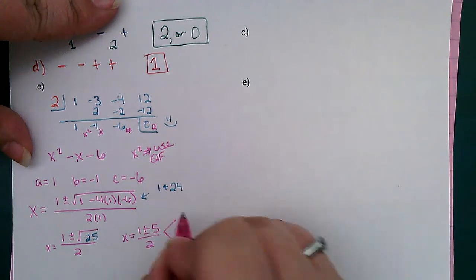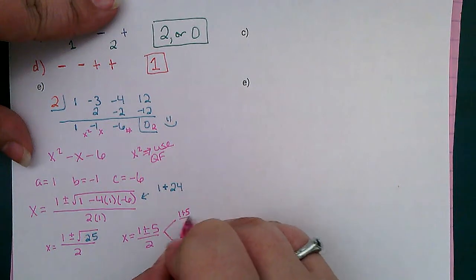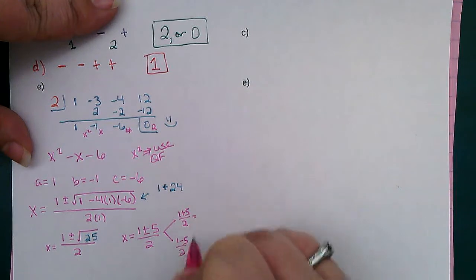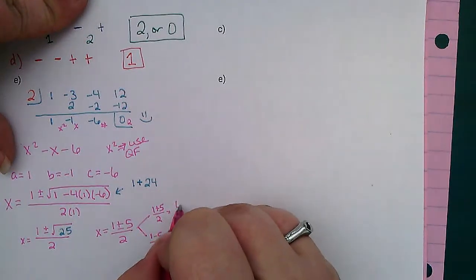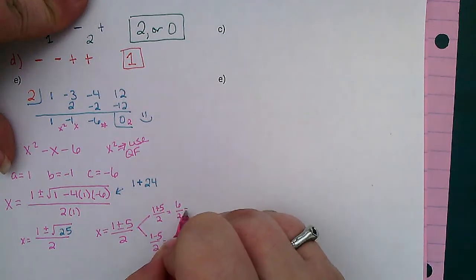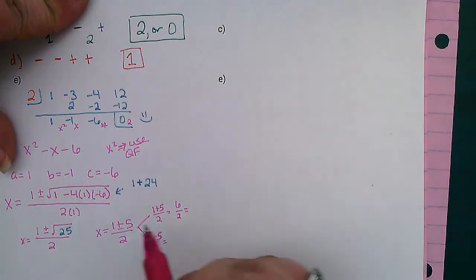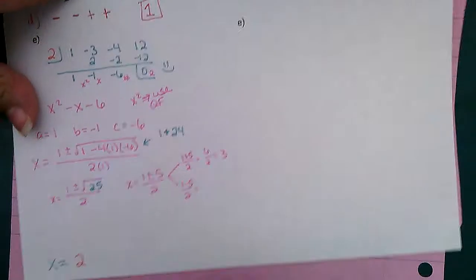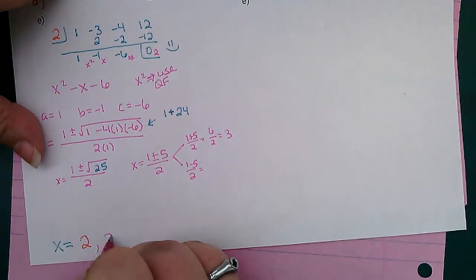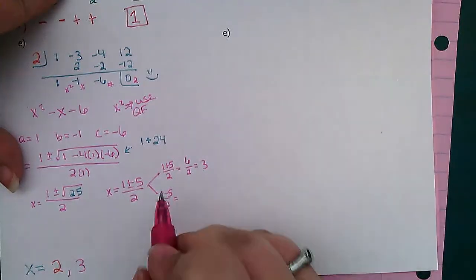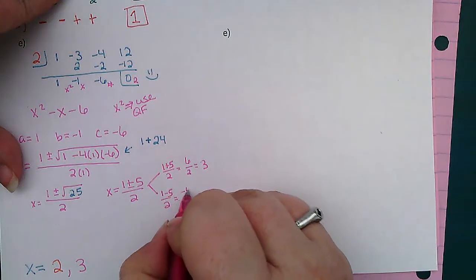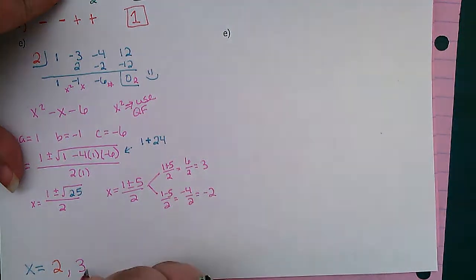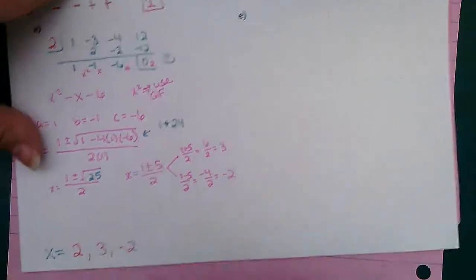So I split this. 1 plus 5 divided by 2. 1 minus 5 divided by 2. You have to actually do each of these. You can't just do one and then think that the other one's going to be the opposite, because that's not the case. 1 plus 5 is 6. 6 divided by 2 is 3. So down here on my list, I'm going to put a 3. Then here, 1 minus 5 is negative 4. Negative 4 divided by 2 is negative 2. So negative 2 is my last root.